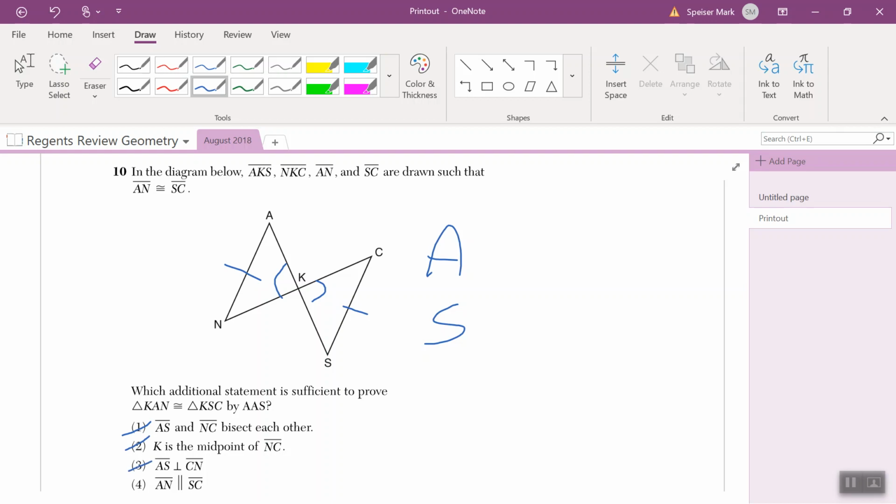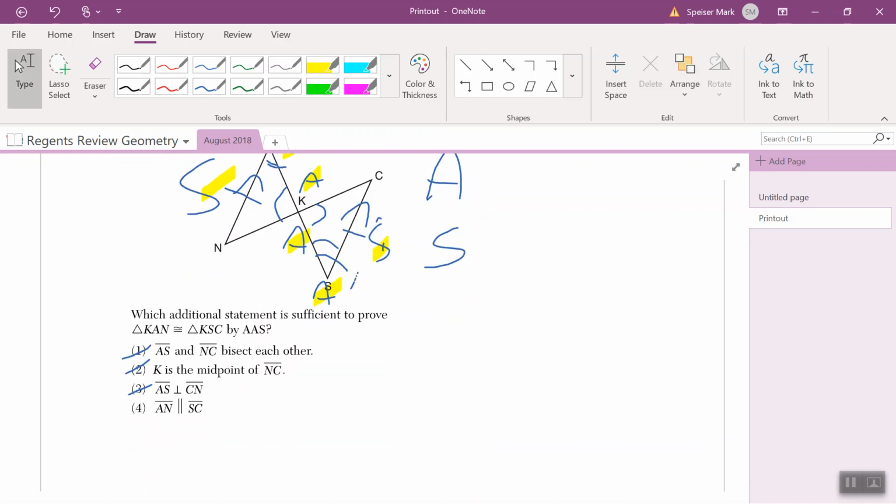But if AN is parallel to SC, then we have an angle A that's congruent to angle S, the alternate interior angles, making angle, side, congruent to angle, side. Angle, side, angle, side. So angle, side, angle, making it congruent by choice number 4. And on to question number 11.